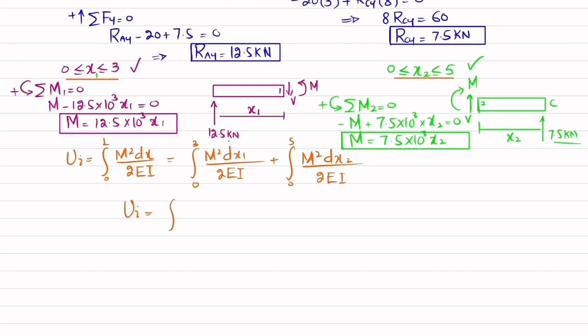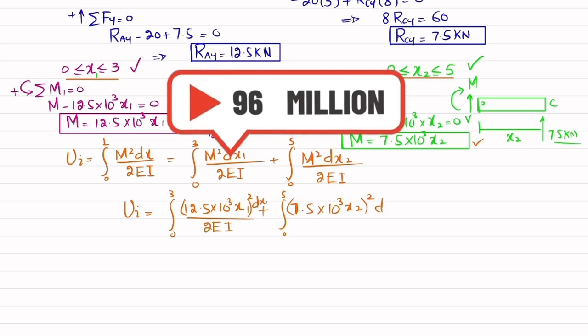So the strain energy due to bending will be the integral from 0 to 3, where M is 12.5 into 10 to the power 3 x1, divided by 2EI, plus the integral from 0 to 5, where M is 7.5 x2 into 10 to the power 3 x2. There will be a square because this is M squared, with dx1 and dx2, divided by 2EI.